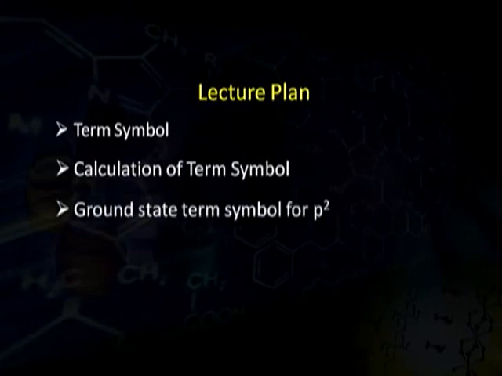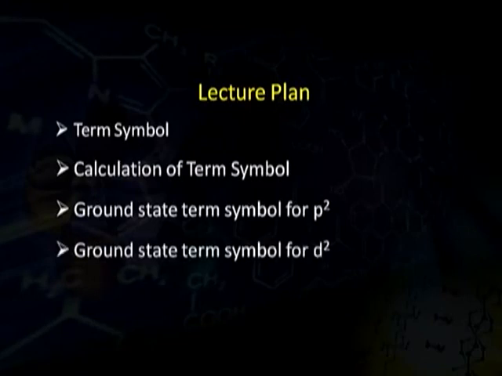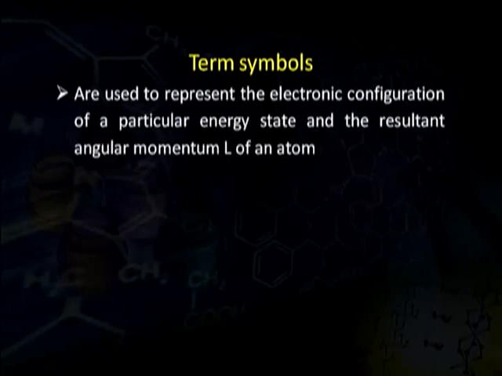Now, ground state term symbol calculations for the P2 system and for the D2 system, which is of immense importance for transition metal complexes. Now come to the term symbol. As we have discussed earlier, these are used to represent the electronic configuration of a particular energy state and the resultant angular momentum L of an atom.